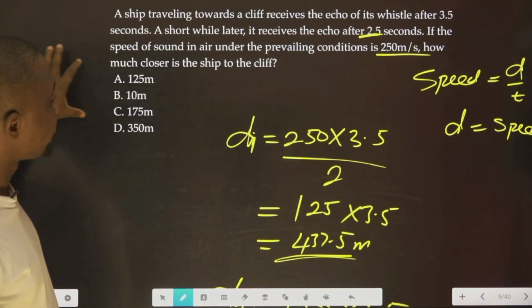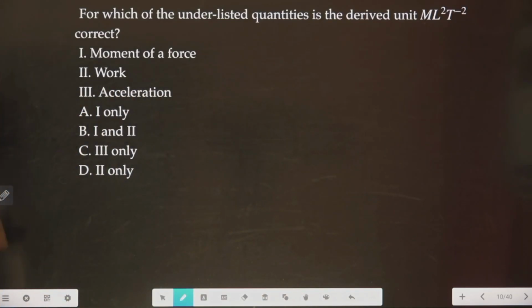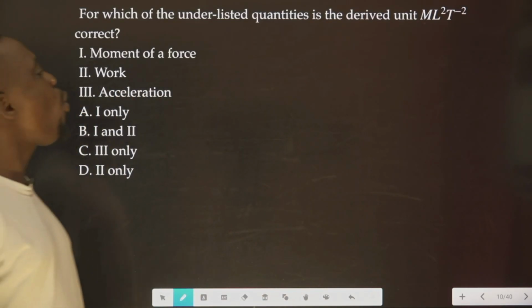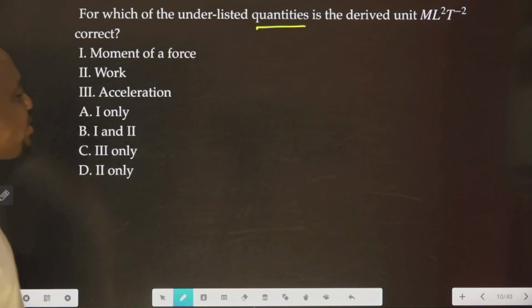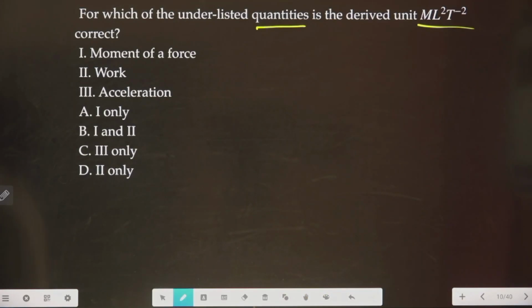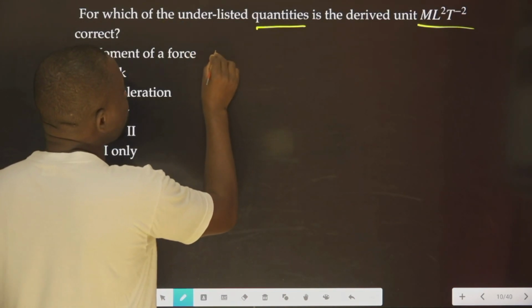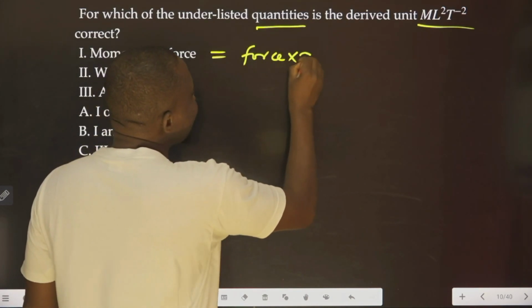And the question again? Let's look at this. It says, for which of the other listed quantities is the derived unit this? For which of the other listed quantities is the derived unit this? Correct. No problem. The first one is moment of force. What is moment of force? We are talking about torque. Moment of force for this one is simply equal to force multiplied by distance.